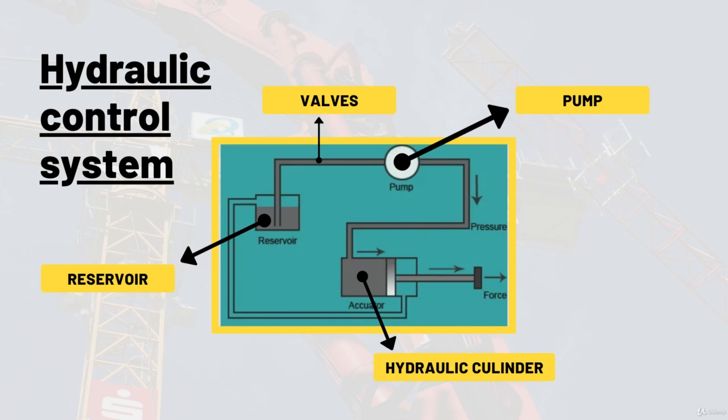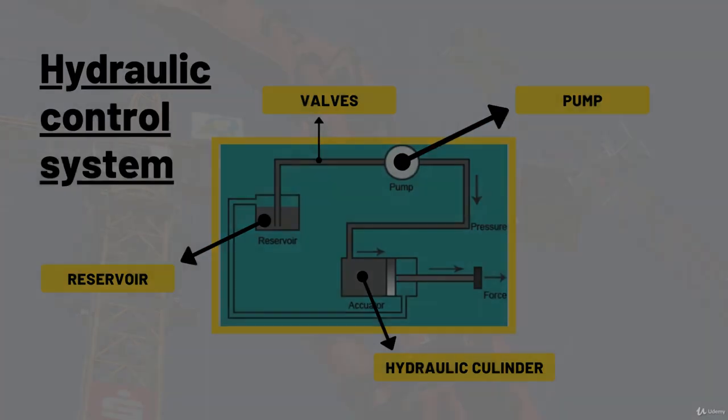Hydraulic control system can be controlled both manually and automatically. They are complex to assemble, and any leakage in the system will always lead to pollution.